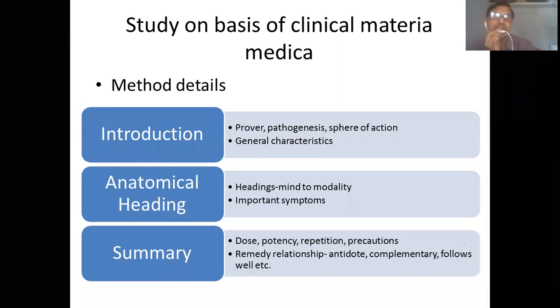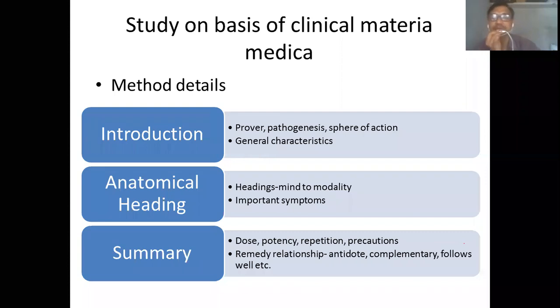part. In the introductory part, there is information about the prover, information about the pathogenesis of that remedy, then the sphere of action, where this remedy acts more prominently, whether it acts more prominently on the mucous membrane, on the joints, or on the GIT.